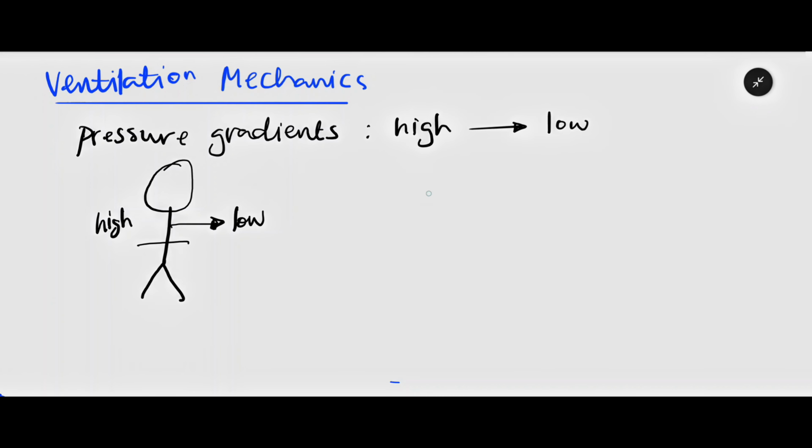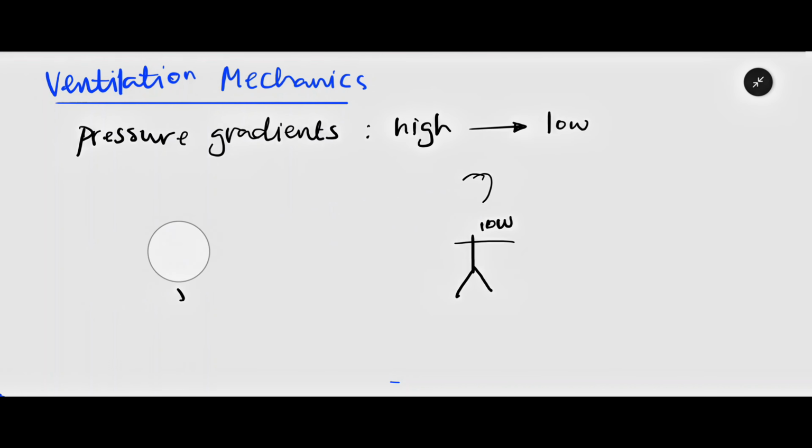But for air to move from outside the body to inside, the body has to be clever enough to find a way to make the pressure outside of the body higher than the pressure inside of the body. And we're going to look at how that happens.